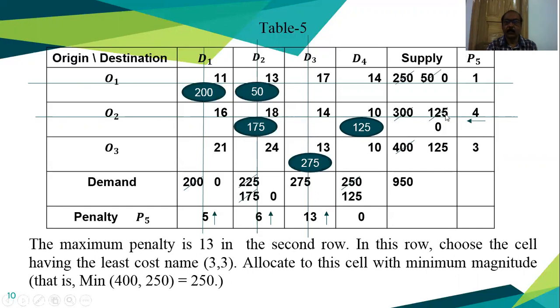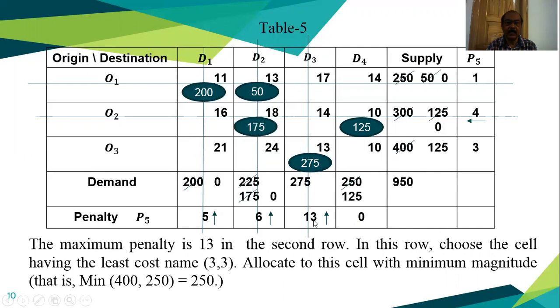Now see, this is already blocked. Only this cell is left. This should be the 10. 13 minus 0, that is the 13, and 10. So 10, 10 is 10. And here 13 minus 10 is the 3.